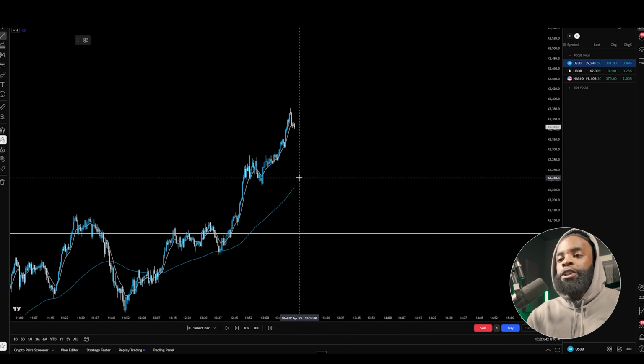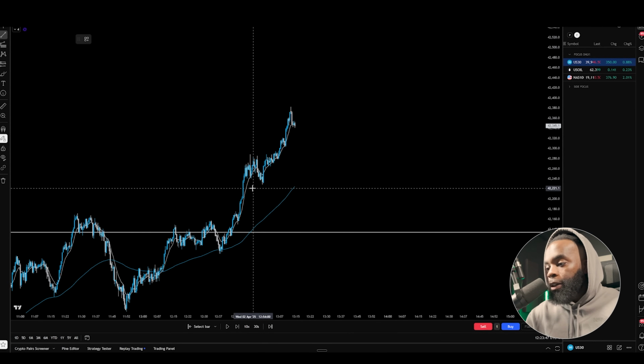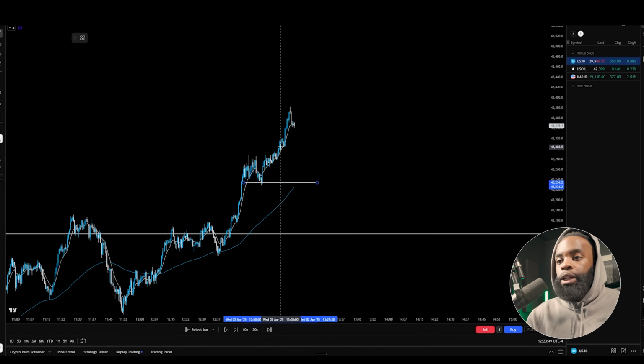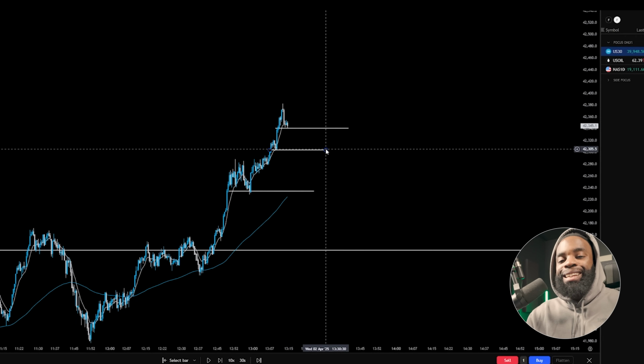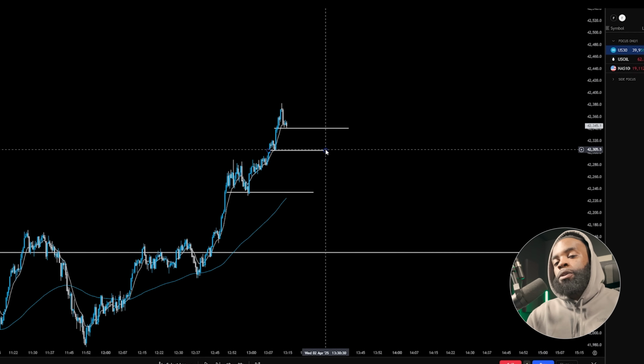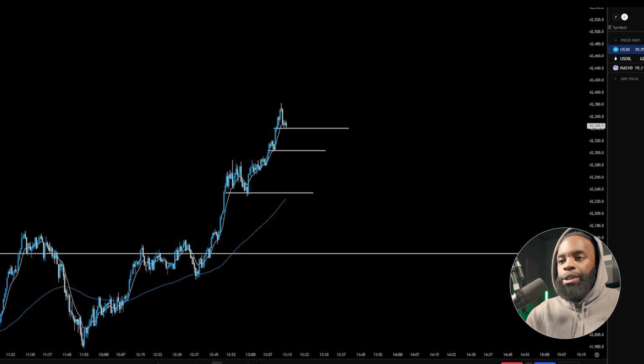We need to understand every single low that has been established. If you look here, we have a low. If you look here, we have a low. And if you look here, we have a low. So my idea is if we can break out of any of these lows, then I can look for a beautiful engulfing setup. So let's go ahead and play this through.